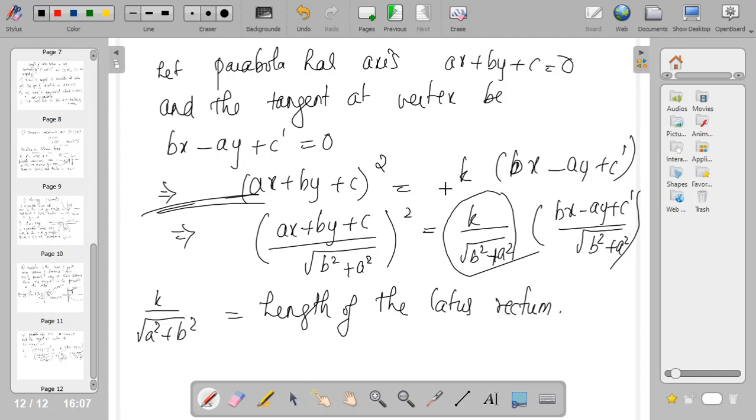So these are a few properties and different forms of the parabola. Using these properties, we will see a few problems in the coming classes.